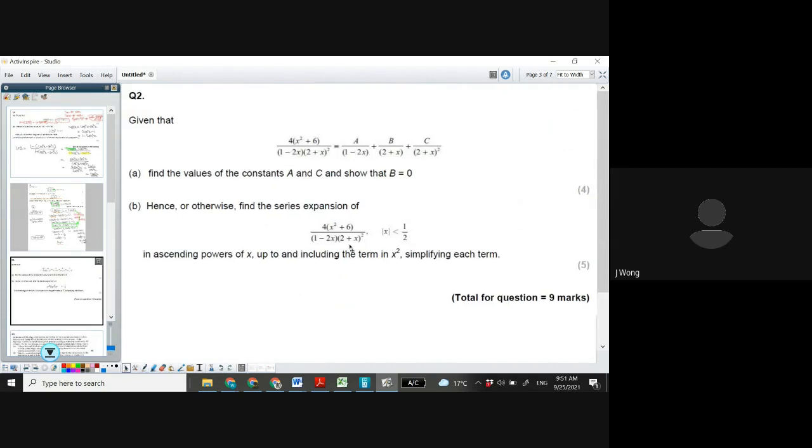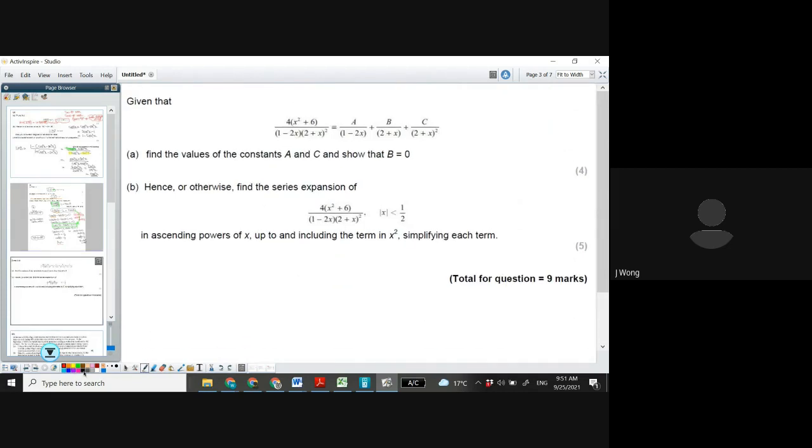Now, question 2. We haven't done this in a long time, so that's why I decided to put this in here as a quick practice. This is chapter 1, where we want to rewrite an algebraic fraction into partial fractions. Okay, so here they are nice. They already gave us the form. We recall that if there's a square term in the bottom, then you need to chunk it up into this: b over 2 plus x without the square, and c over 1 minus 2x with the square. Right, so find the values of a and c and show that b is 0.